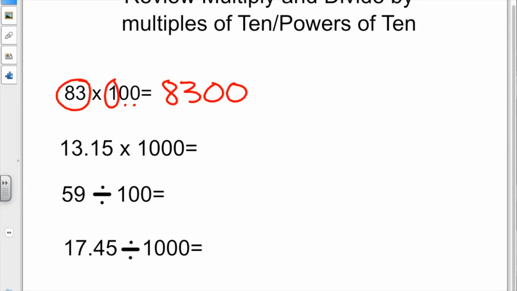Another way to think about this problem is taking 83 and putting your decimal point to the right of the ones place where it belongs. Since you're multiplying, you're going to move your decimal point to the right, and you're going to move it right two spots because there are two zeros in 100. 1, 2, and fill those empty spots with zeros, and you still get 8,300.